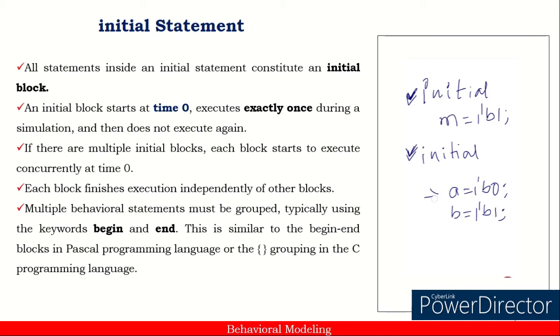One more thing you need to remember is that if we write two statements like this, here I have written a is equal to 1'b0 and b is equal to 1'b1. If multiple behavioral statements are written under initial, we need to group them by using begin as well as end. I need to write begin here and end over here. This begin and end is a group which comes under initial. This will be called an initial block.